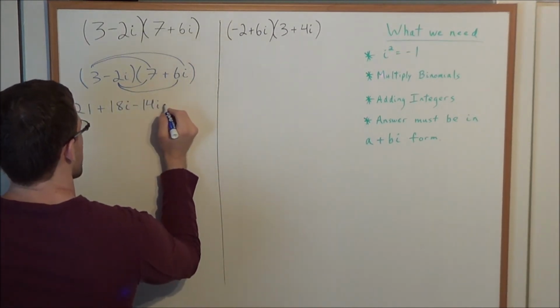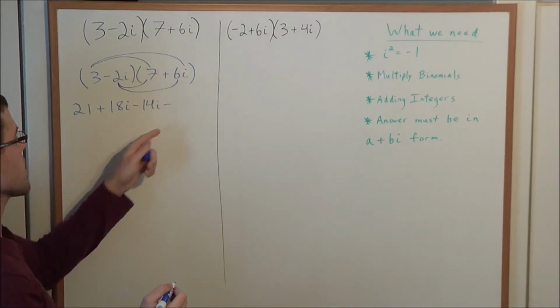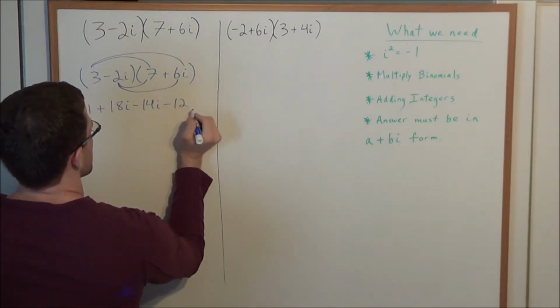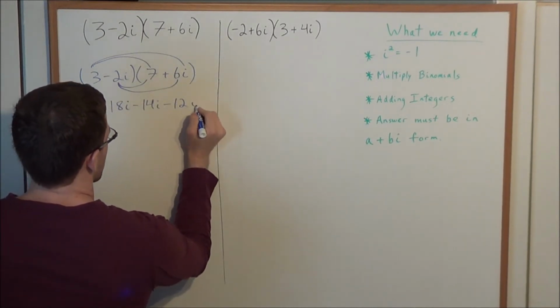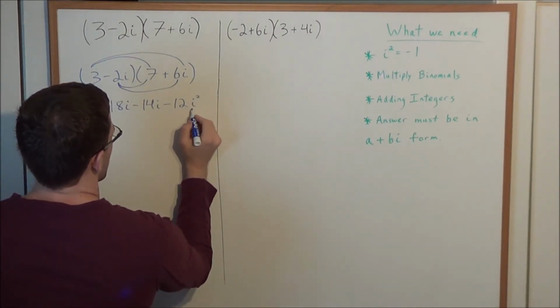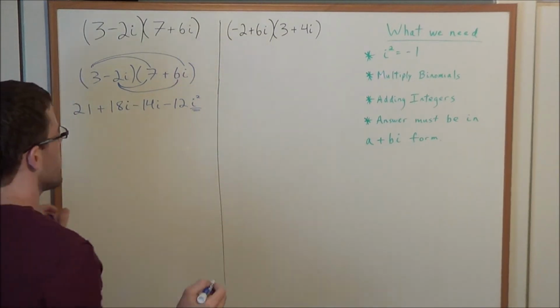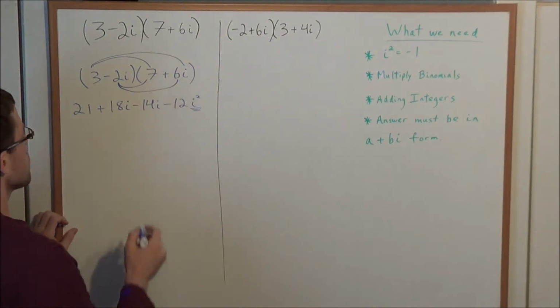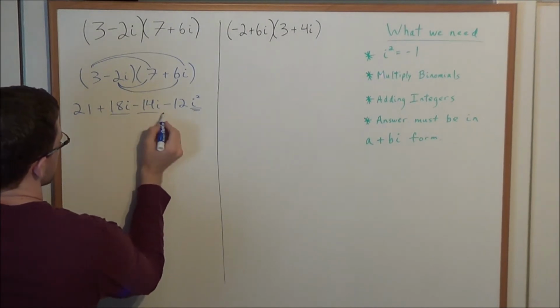Well, a positive and a negative is going to multiply to a negative number. And now we have 2 times 6 is 12, and we have i times i is i squared. And now this is the part of the problem where it's important to consider this fact here. So what we could do first is we could combine these like terms.